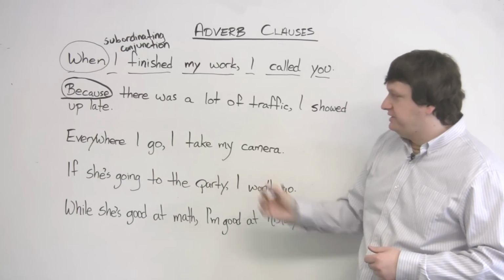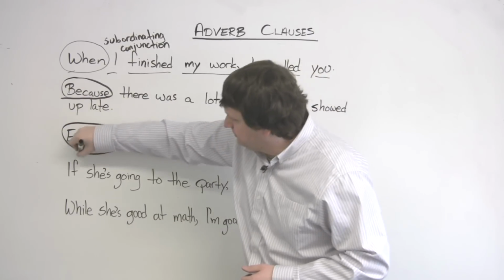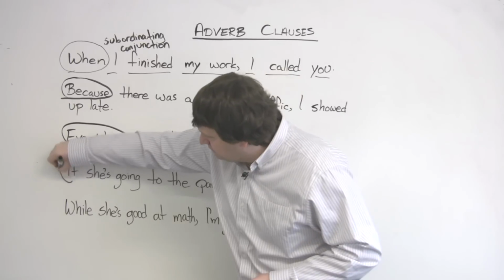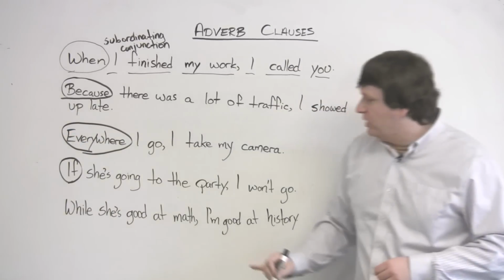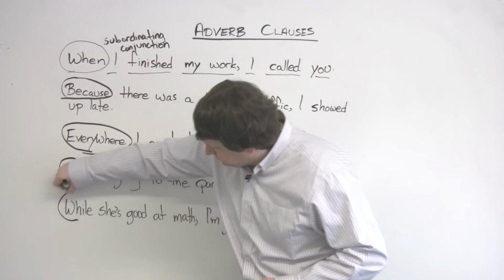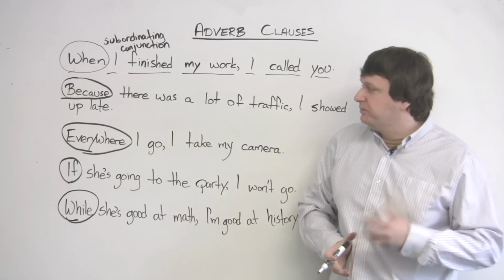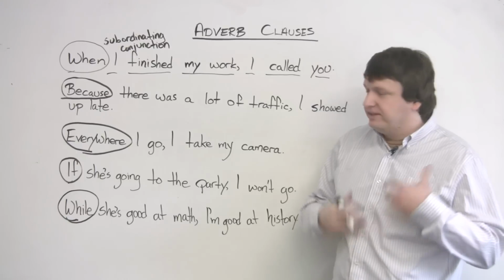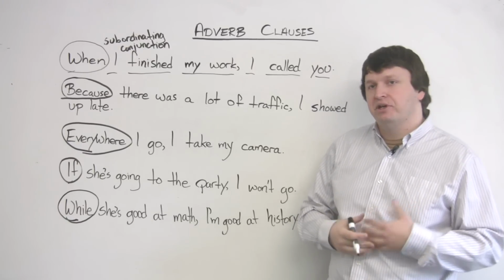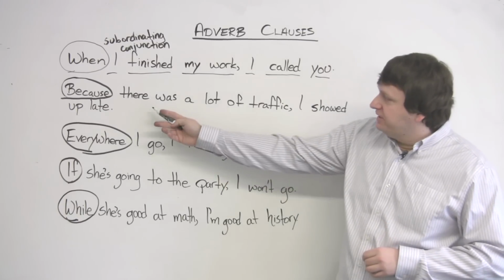Everywhere I go, I take my camera. Here you have everywhere. If she's going to the party, I won't go. If. While she's good at math, I'm good at history. While. So again, these can really help you when you want to tell someone when something happened, why something happened, where something happened. Okay? So let's look at this example.